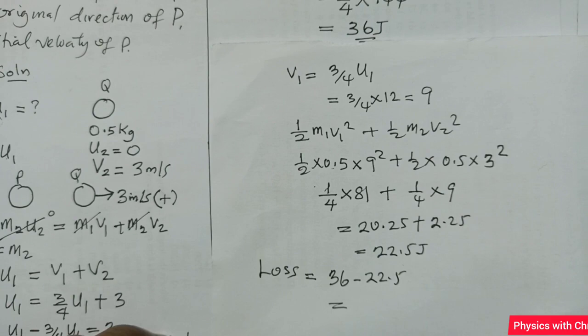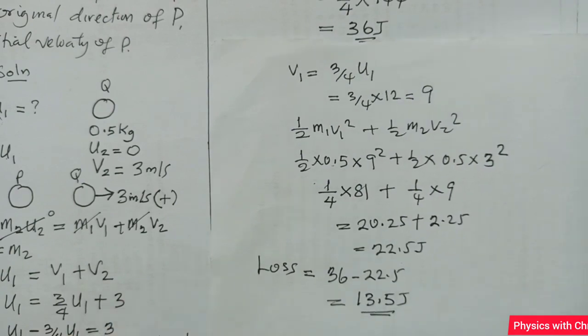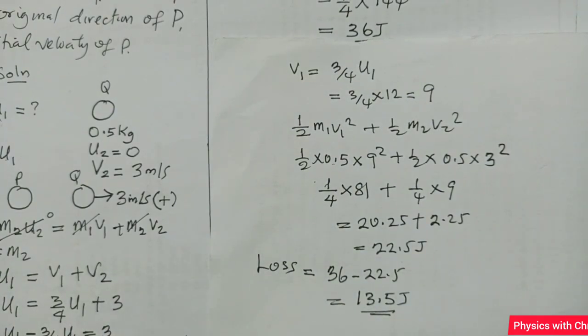It is an inelastic collision. Even if the two balls move off together or move in their separate directions, it is still not a perfectly elastic collision. So the result is 13.5 joules. So the collision is not perfectly elastic because there's still a loss of kinetic energy.